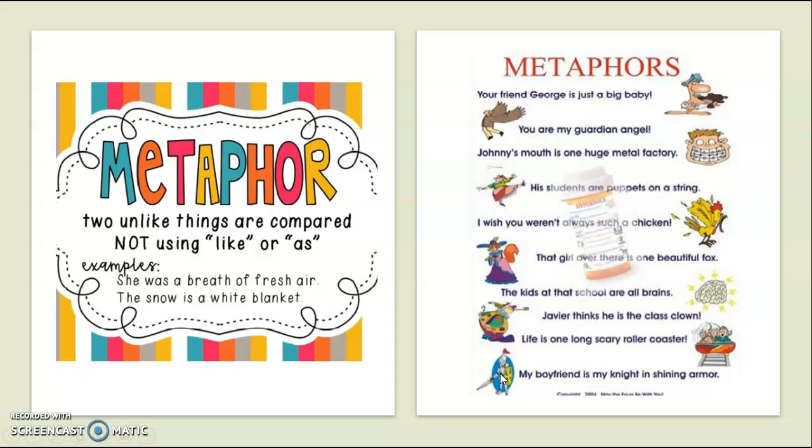And over here we have more examples of metaphors. Your friend George is a big baby. You are my garden angel. Johnny's mouth is one huge metal factory. His students are puppets on a string. I wish you weren't always such a chicken. That girl over there is one beautiful fox. The kids at the school are all brains. Javier thinks he is the class clown. Life is one long scary roller coaster. And my boyfriend is my knight in shining armor. All these things here compared one thing to another that were not the same and were not using the words like or as.